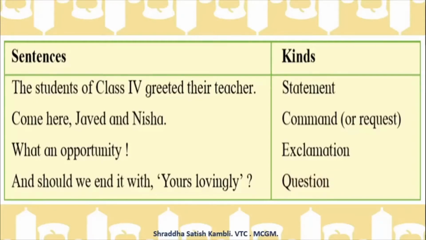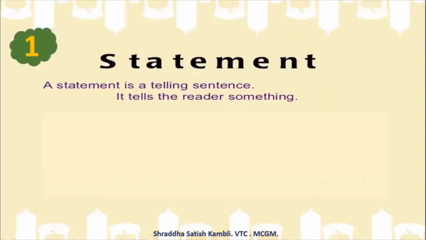So children, in this particular lesson we are going to talk about 4 kinds of sentences. We have a statement, we have a command or a request, you can also call it an order. Then you have the exclamation, or the exclamatory sentence, or you have the question. Okay, so come on, let us look at each of these sentences one by one.